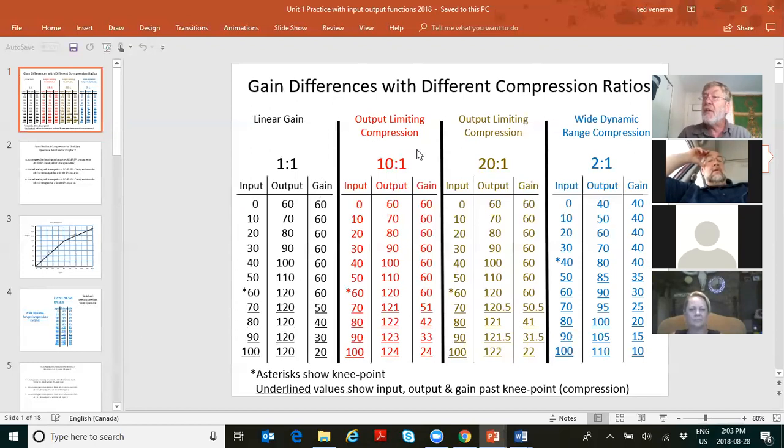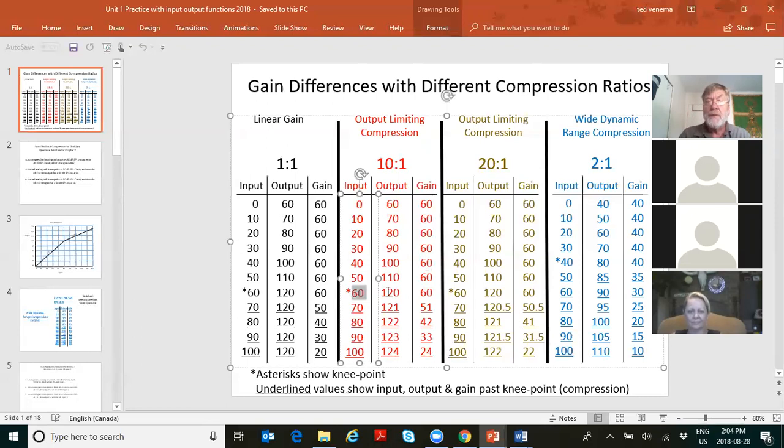Output limiting compression was the first type of compression invented. It was meant to imitate linear gain hearing aids, but without using peak clipping. So here, this hearing aid gave a little bit. Here's the knee point again at 60, right here, and at 70, the output didn't stay held at 120.